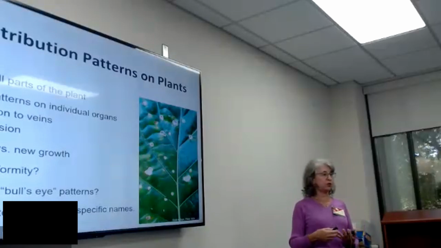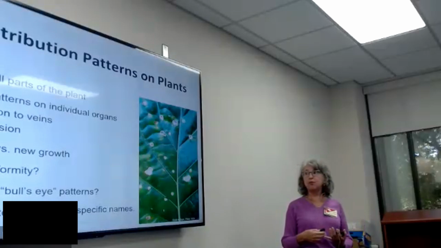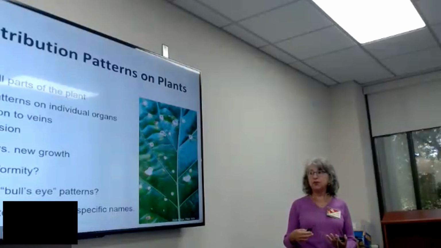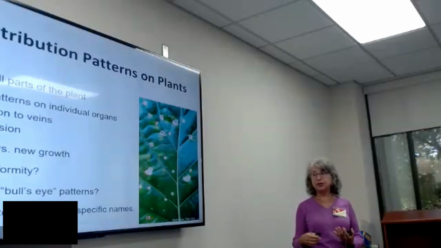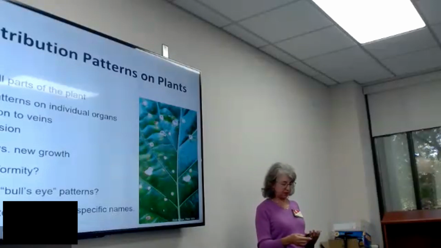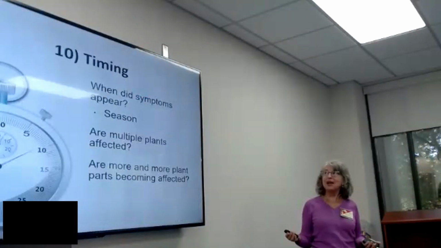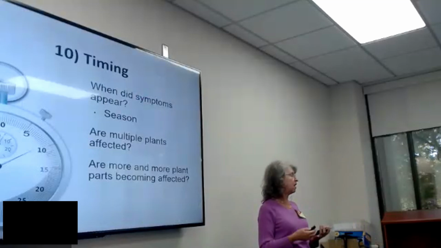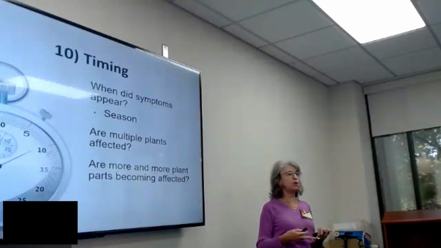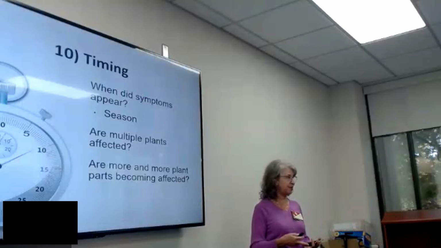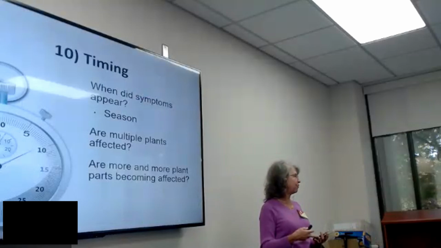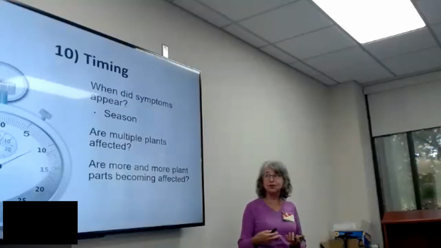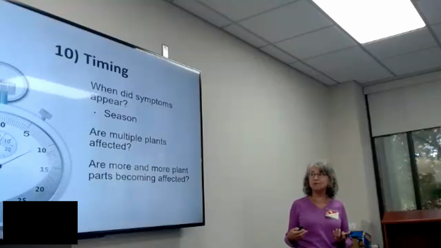You're going to look at old versus new growth. Some problems occur more on old growth and others occur more on new growth. Look for uniformity. I mentioned the bullseye pattern, and again, they have organ-specific names. All right, so timing is another thing. When did symptoms first appear? What season is it? As I said, a lot of diseases are seasonal, very specific. We have early blight of tomato and late blight of tomato, and one way to distinguish what's causing that is when this disease is occurring. So that's important.